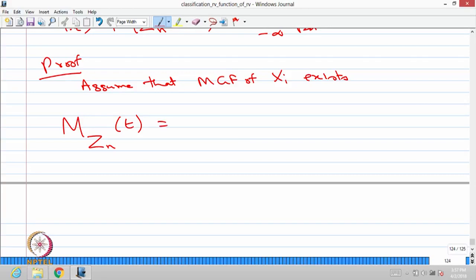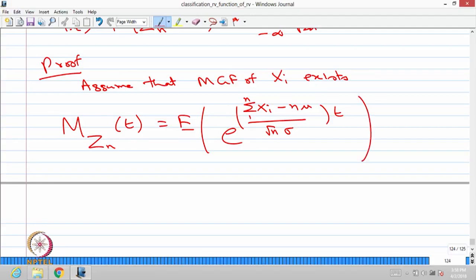that is nothing but the expectation of e power sum of random variables 1 to n. Since all our random variables are IID, their mean is going to be mu, n times mu, divided by the variance of the sum of random variables. Each random variable's variance is sigma square. Therefore, the sum of random variables has variance n sigma square. Here you need the square root of the variance. Therefore, square root of n sigma, multiplied by t. So, this quantity is going to be the MGF of the random variable Zn.